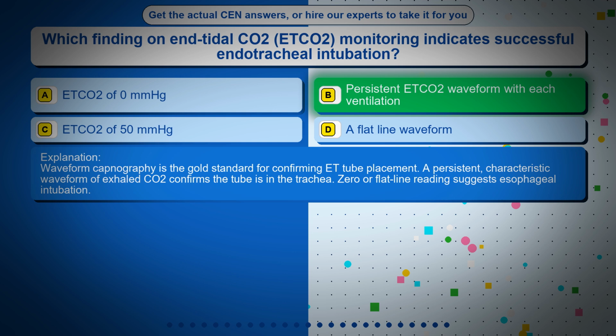Waveform capnography is the gold standard for confirming ET tube placement. A persistent, characteristic waveform of exhaled CO2 confirms the tube is in the trachea. A zero or flat line reading suggests esophageal intubation.